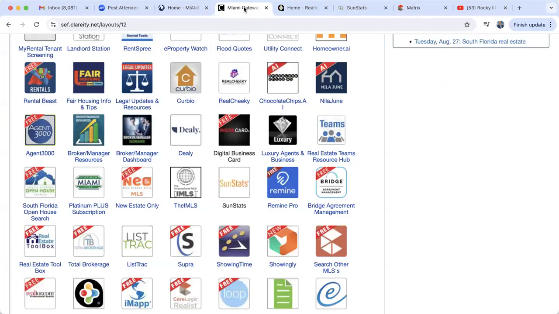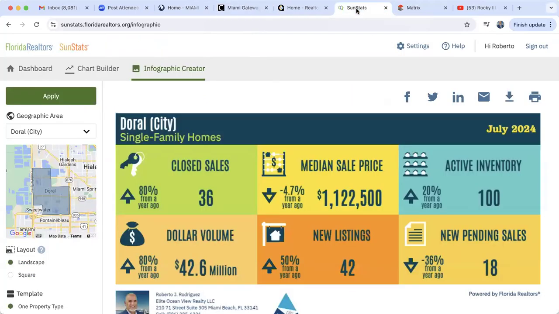It's an easy program to use. It's really cool. It's inside of your gateway, and everyone has access to this through your membership to the Florida Realtors. Any questions on this? All right, give me 1 second, guys.